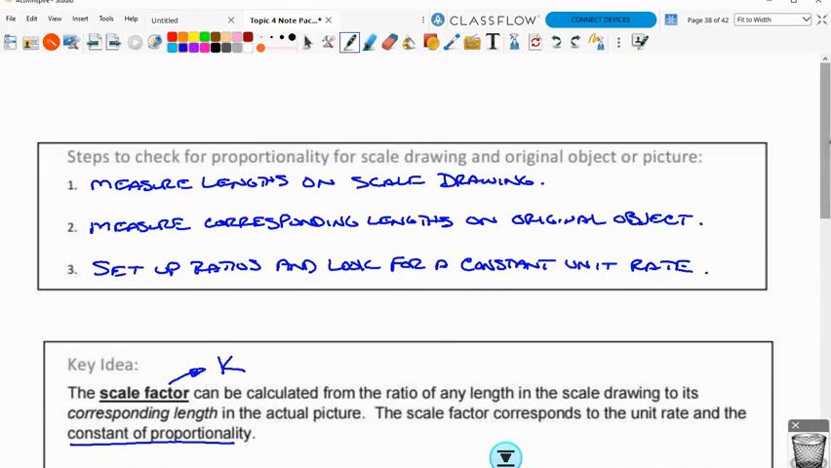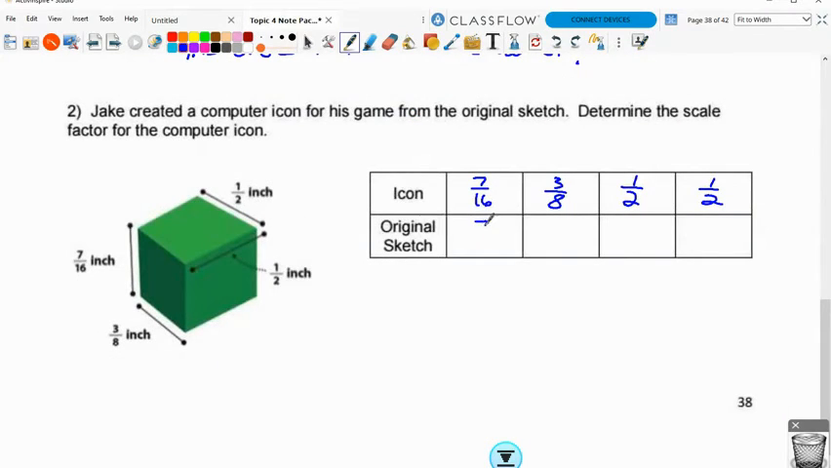So that's the value that we're going to put in this box right here. Okay, 3/8 of an inch. All right, 3/8 corresponded to 75/100ths of an inch on the original. A 1/2 inch corresponded to 1 inch on the original sketch. The icon is dependent upon the original sketch, so we're going to set up our ratios again as y over x.